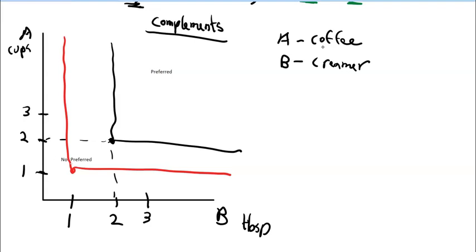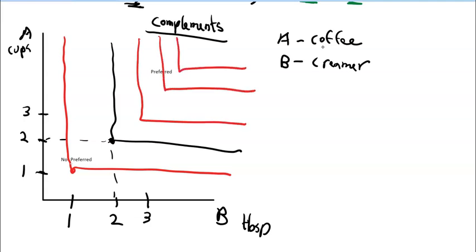Now some people may have different ratios. Some people may like 2 tablespoons of creamer to their 1 cup of coffee. So for them, it will be the same shape, but move in a different direction. So for complements, this is what their indifference curves look like. And it goes the same way. A point here definitely is preferred to the red indifference curve at the bottom. But this is telling me that I actually prefer this indifference curve more than this point here.